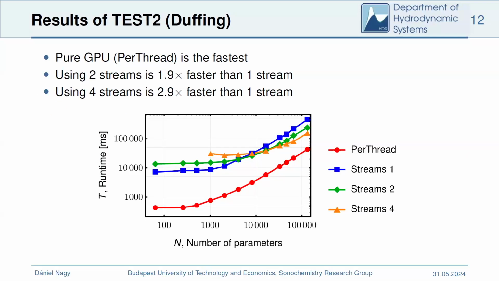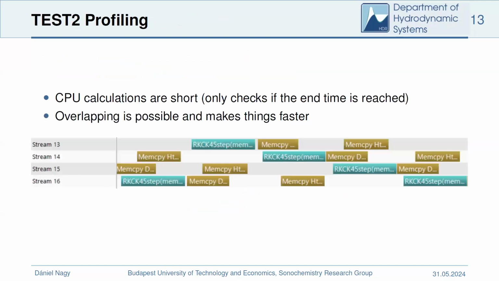In the second test, the Duffing equation, again the red pure GPU approach is the fastest. And here what we can see is that it was run with 1, 2, and 4 streams too. It seems that if we use 4 streams, it's of course much faster than 1 stream. But what we see in the end is that also here, CPU calculations are short.